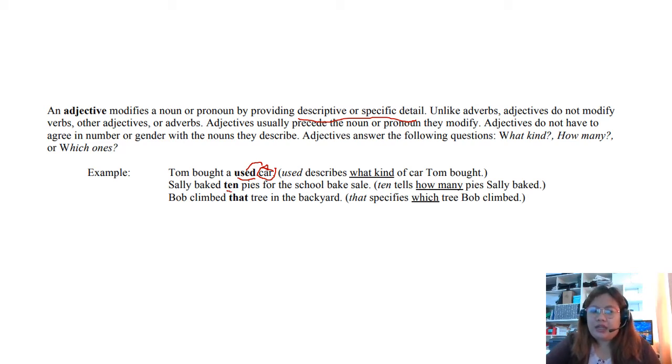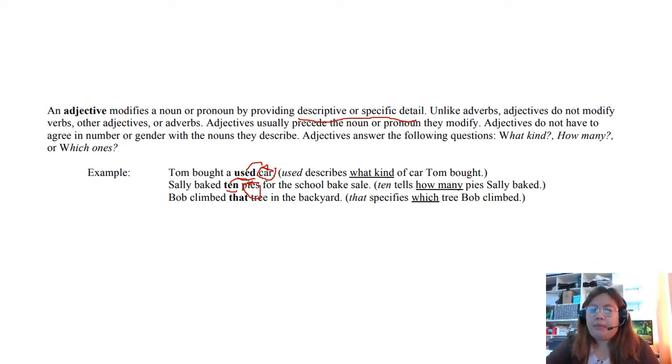The second statement: Sally baked 10 pies for the school bake sale. Ten here is an adjective describing how many pies, which is a noun, that our subject brought for the school bake sale. This sentence also tells us that numbers are considered adjectives. They are called numerical adjectives.